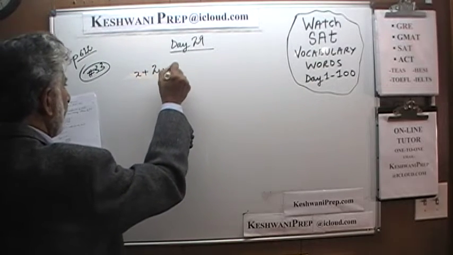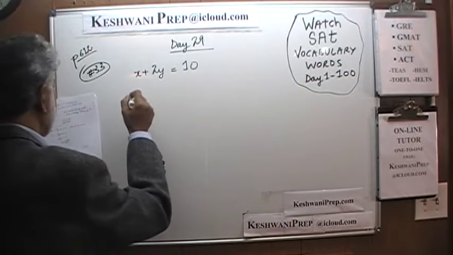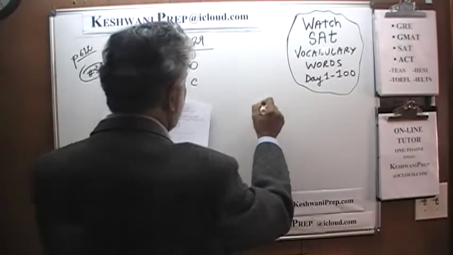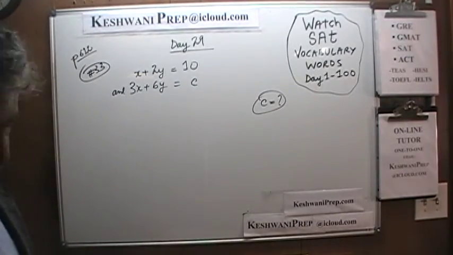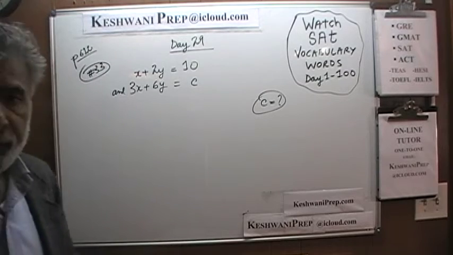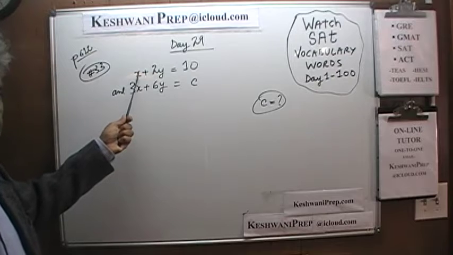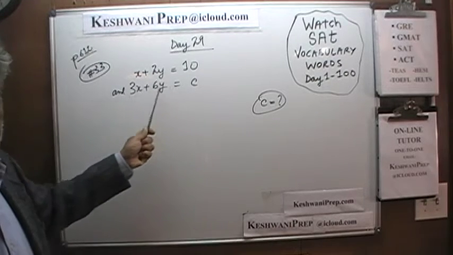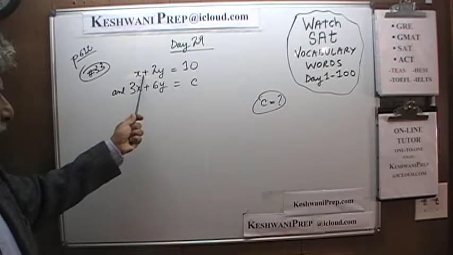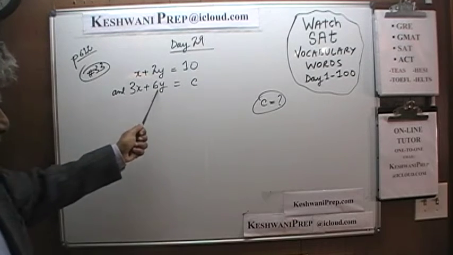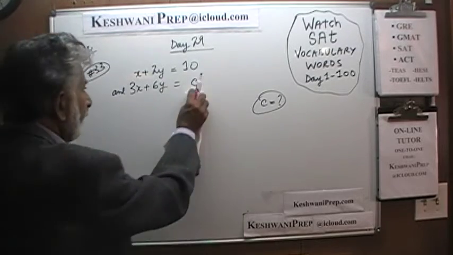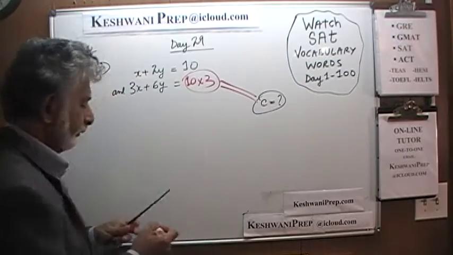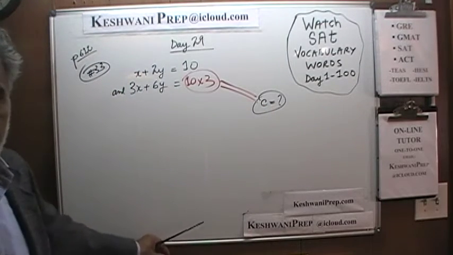Number 33. We are told that x plus 2y is equal to 10, and 3x plus 6y is equal to c. And the question simply is, what's the value of C? We simply have to realize, just by looking at it, we don't have to do anything here. Here we have x, here we have 3x, three times as many. Here we have 2y, here we have 6y. The left-hand side of the second equation is three times the left-hand side of the first. If x plus 2y equals 10, then 3x plus 6y must equal 10 times 3. And that's your c. C is equal to 10 times 3, or 30.